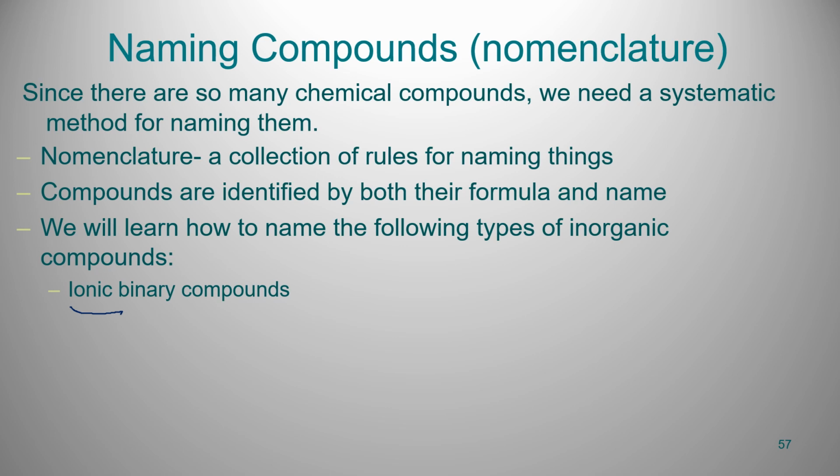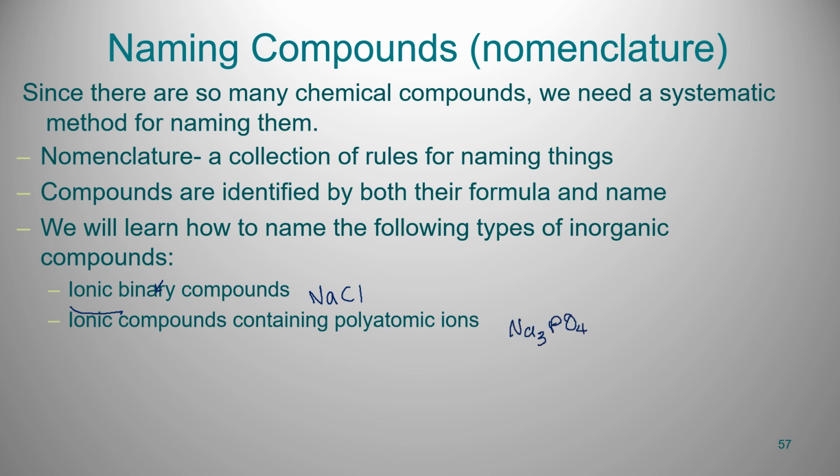There are actually ionic compounds that have polyatomic ions, so not necessarily. Binary, just remember, means two. NaCl would be considered an ionic binary compound because it has two elements. Ionic compounds containing polyatomic ions would be like our Na3PO4. It's got a polyatomic ion. So notice it's not binary because it has more than two elements. That's a little trick for you.